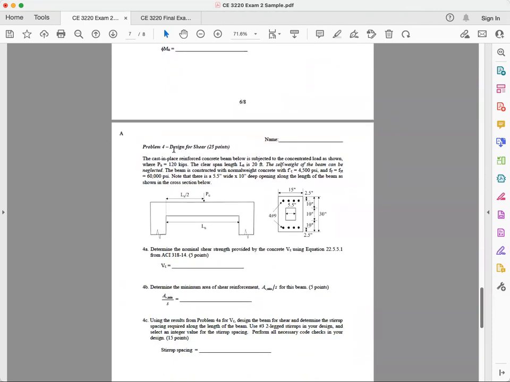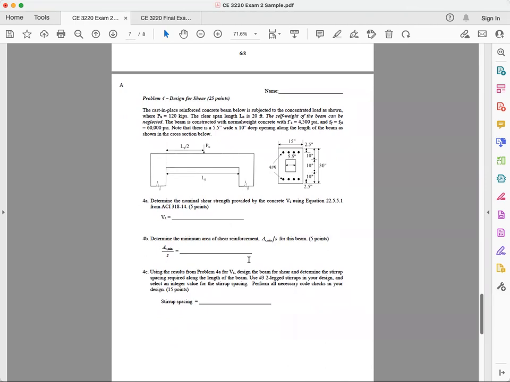All right. Now, design for shear. Now, this problem is very interesting. Okay. Let me say this. This is a very interesting problem. I won't say this is my favorite, but this is my second favorite. So you might see this in the exam. Okay. You might see this in the exam.